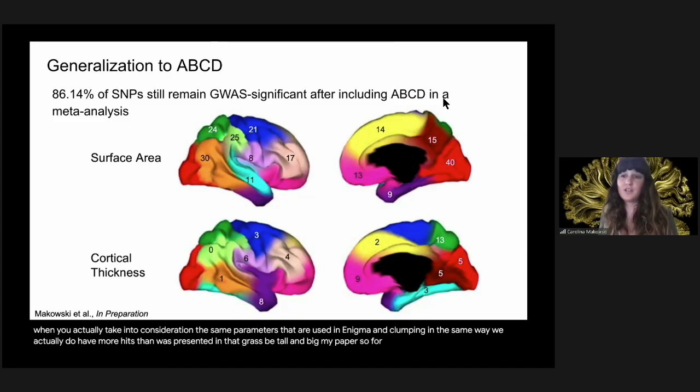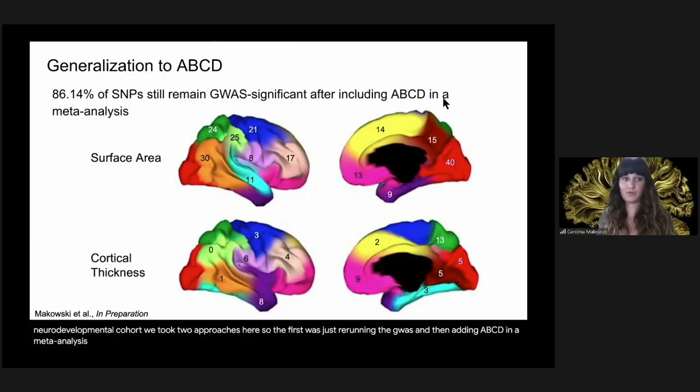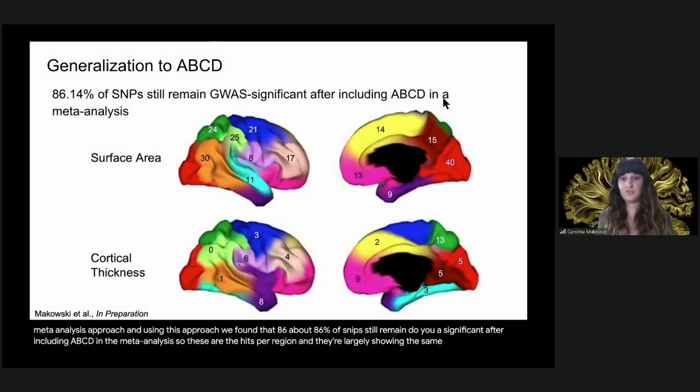So for our generalization to ABCD, the neurodevelopmental cohort, we took two approaches here. The first was just rerunning the GWAS and then adding ABCD in a meta-analysis approach. And using this approach, we found that about 86% of SNPs still remained GWAS significant after including ABCD in the meta-analysis. So these are the hits per region, and they're largely showing the same pattern as just including UK Biobank in the GWAS model.